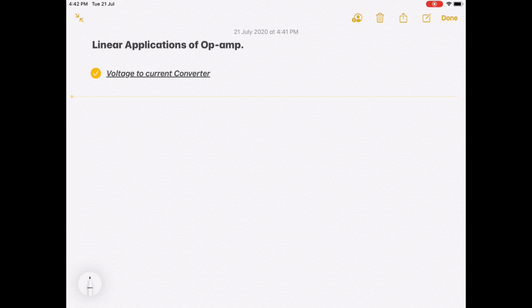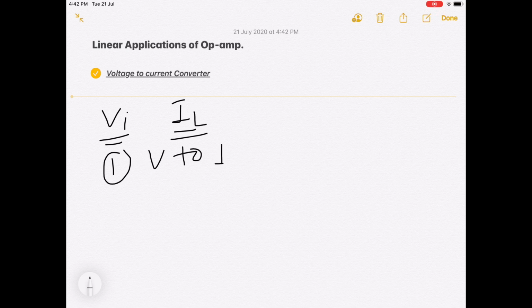So, first, the voltage to current converter. The voltage to current converter accepts an input voltage Vi and gives an output current IL. For converting an input voltage to a proportional output current, there are two converting circuits. First converting circuit is V to I converter with floating load.